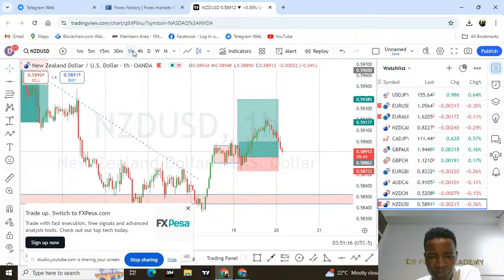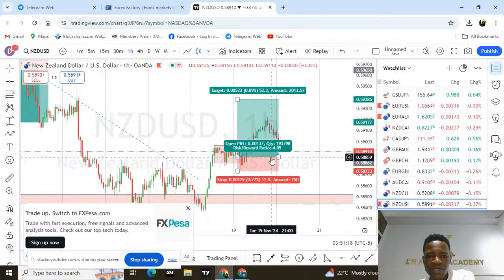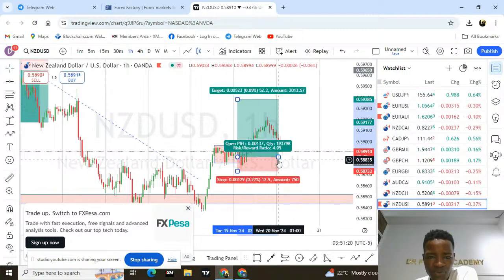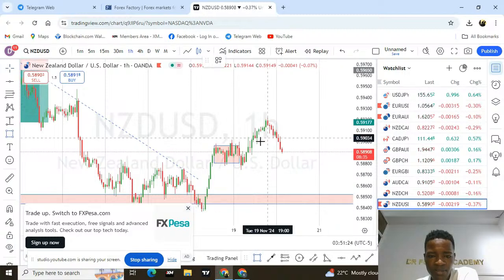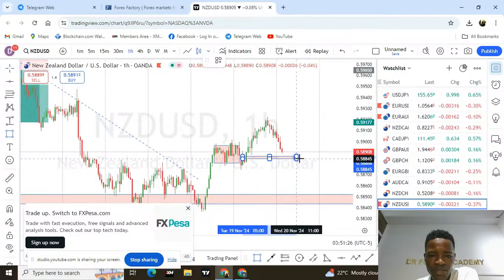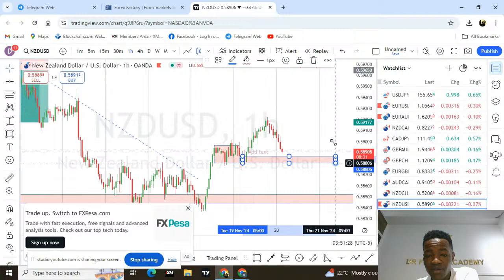Is there another order block area? Okay. My setup will still remain, having an entry on this area. So on this order block area, my entry still remains here again, a re-entry from yesterday.